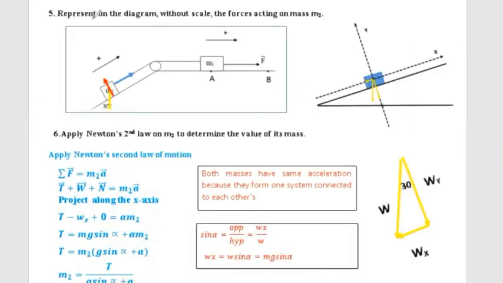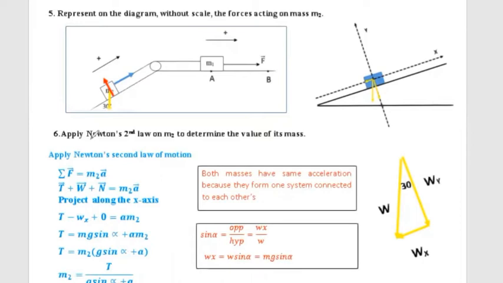In this part, we want to represent on the diagram, without a scale, the forces acting on the mass M2. So now we are dealing with mass M2. What are the forces acting on M2? We have the tension along the string. We have the normal reaction of support, and we have the weight vertically downwards. As we said, for M2 we don't have a frictional force because M2 moves on a smooth surface.